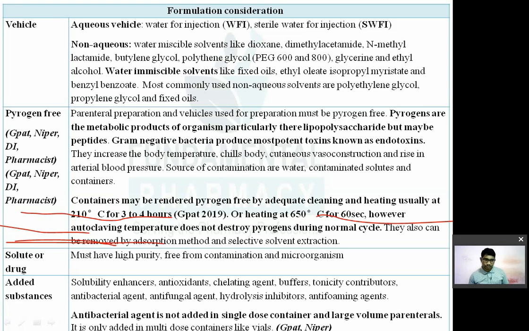Then solute or drug, तो आपका ड्रग कैसे होना चाहिए फॉर्मुलेशन के लिए? So it must have high purity, it must be free from any contamination or any microorganism, it must be stable. Now added substances, so these are the formulation components. तो आपको फॉर्मुलेशन मतलब इंजेक्शन बनाना है, उसके लिए क्या क्या लगेगा? आपको ड्रग लगेगा, आपको व्हीकल लगेगा, ठीक है, आपको एडजुवेंट लगेगी, ठीक है. ड्रग कैसा होना चाहिए? फ्री होना चाहिए, कंटेमिनेशन नहीं होना चाहिए उसमें, वो प्योर होना चाहिए. व्हीकल कैसे होना चाहिए?